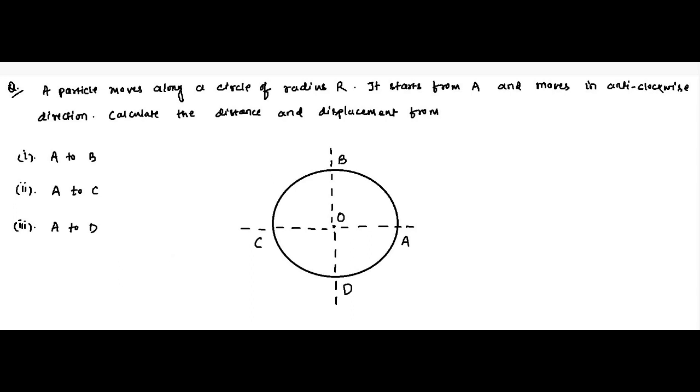So a few important things. Whenever you determine distance and displacement, there are two things that are important. First is the initial starting point. This is the initial position, this point A. And another important thing to remember is the radius capital R. This is the radius.